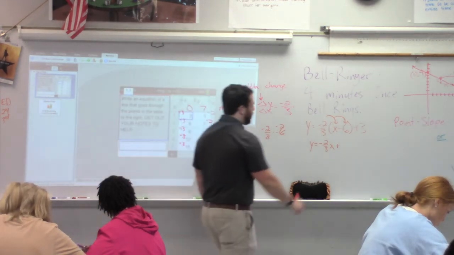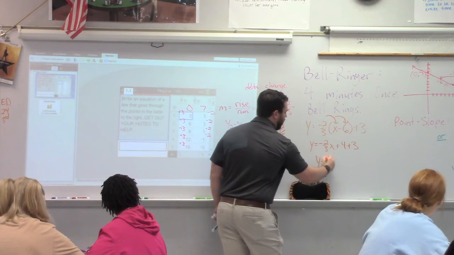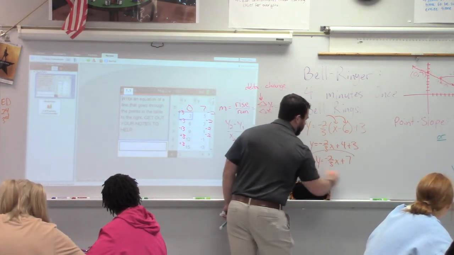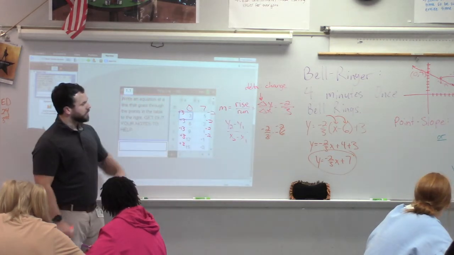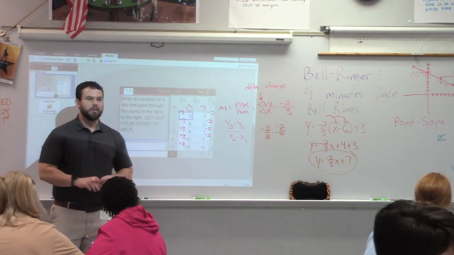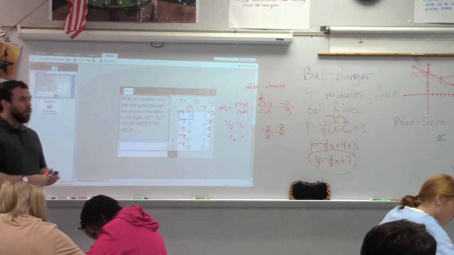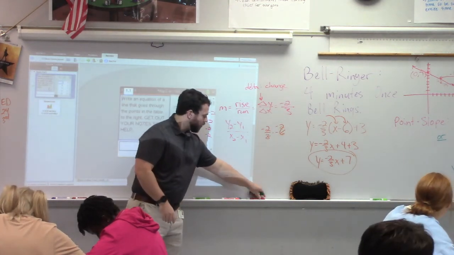So you can do that in your head, but plus 4 plus 3. I simplify now by adding my like terms, and what do I get? Is that the same exact equation that we got earlier? Negative 2/3 x plus 7. So it's the same exact line. They were different forms of that equation of a line, but it still works.